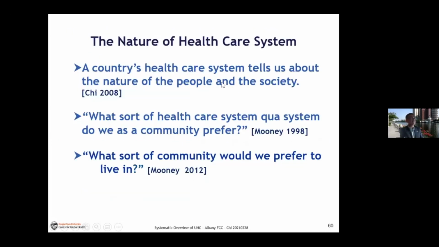And this is my concluding comment on the 2008 Oregon Health Forum. I said a country's healthcare system tells us about the nature of the people in the society. And two quotes from my other mentors, Governor Mooney. He said, what sort of healthcare system do we as a community prefer? And this is determined by what sort of community would we prefer to live in.